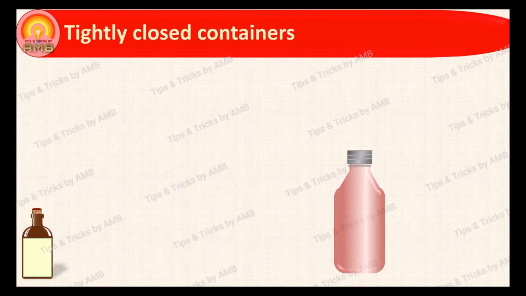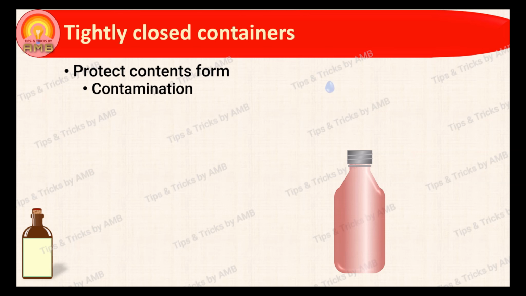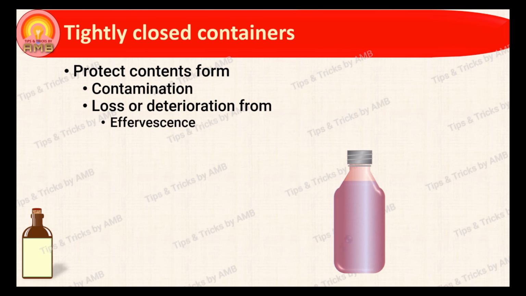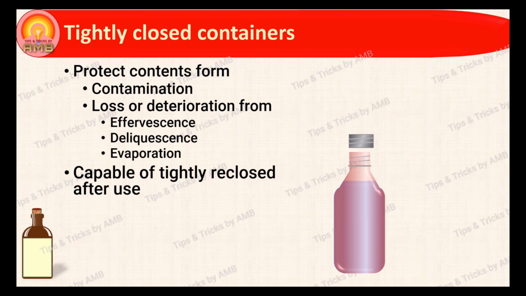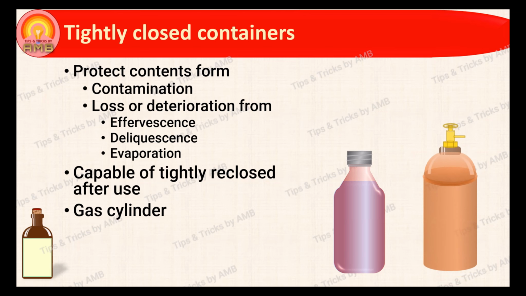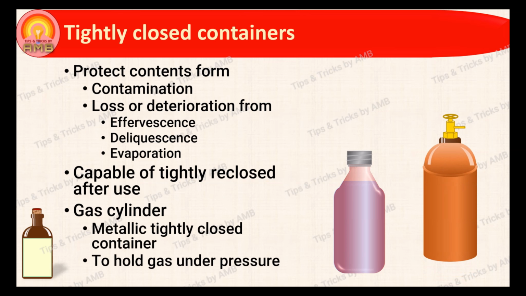The next container is tightly closed containers. These containers protect their content from contamination by liquids, solids, or vapors, and from loss or deterioration of the material from effervescence, deliquescence, or evaporation under normal conditions of handling, storage, and distribution. These should be capable of being tightly reclosed after use. For example, a gas cylinder is a metallic tightly closed container designed to hold gas under pressure.